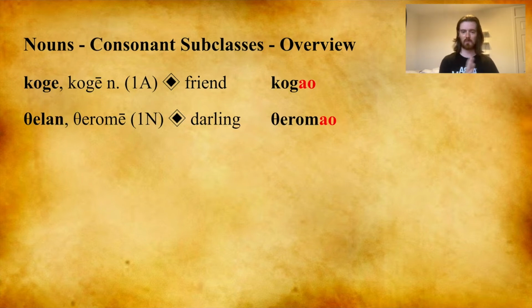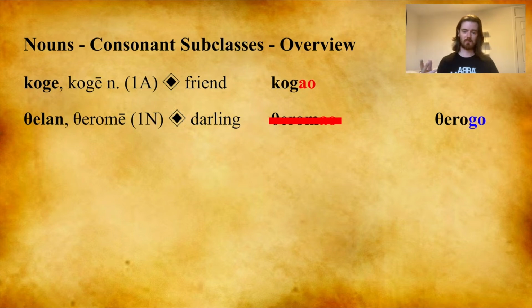indicates that thelan is part of the first declension, is then followed by n, which indicates that it's part of the nasal subclass. Nasal subclass nouns don't form the genitive singular in ao, but rather in go, where the g of the genitive singular ending replaces the final nasal sound of the stem.